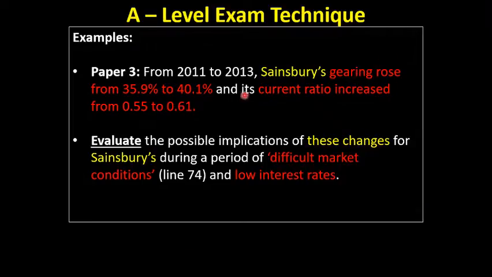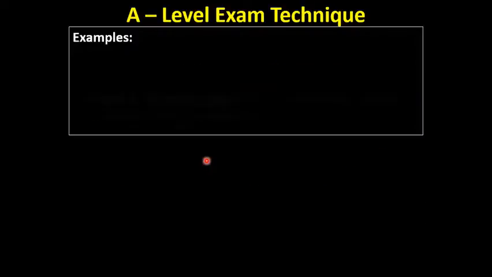You need to know what gearing is. You need to know what the current ratio is. You need to know what might be meant by difficult market conditions. You need to know what low interest rates are. And then you need to say, well, are these going to be good or bad for Sainsbury's and why? And then you need to justify your conclusion.